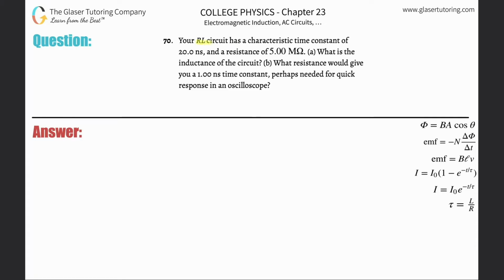Number 70, your RL circuit has a characteristic time constant of 20 nanoseconds and a resistance of 5 mega ohms. What is the inductance of the circuit?